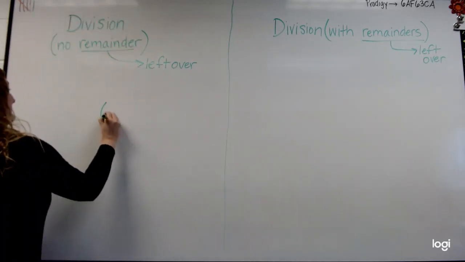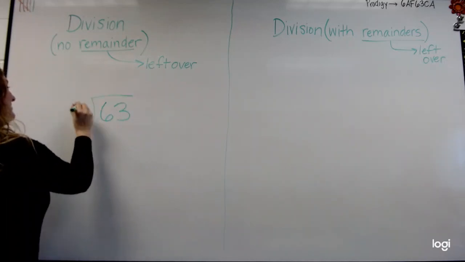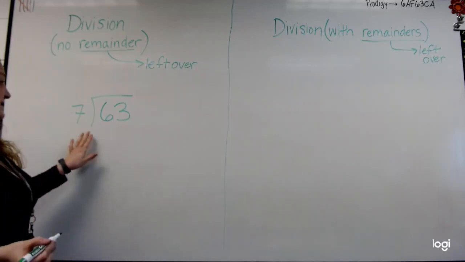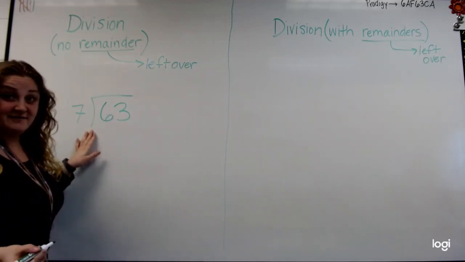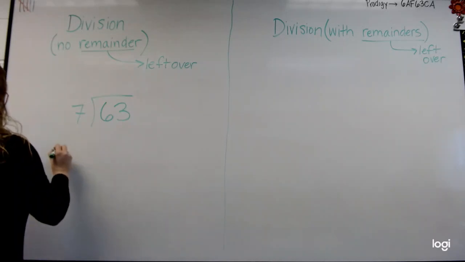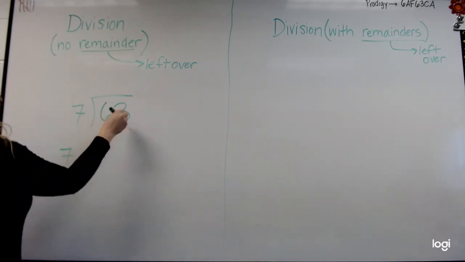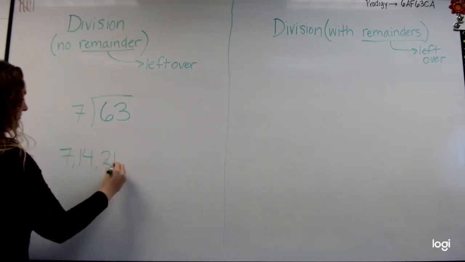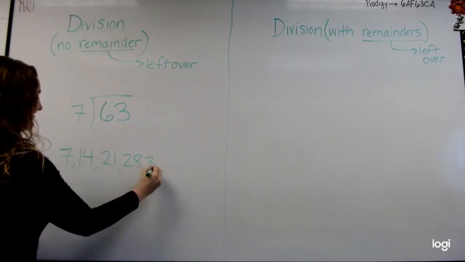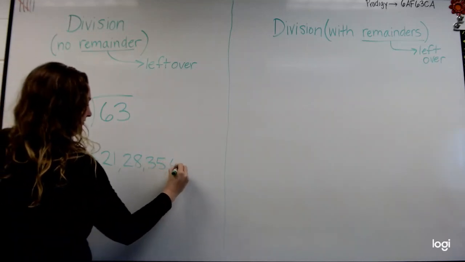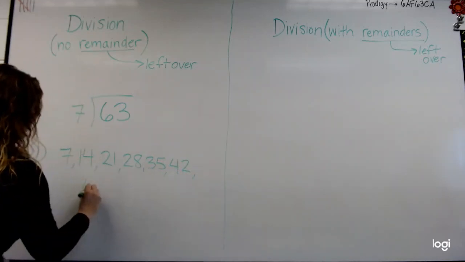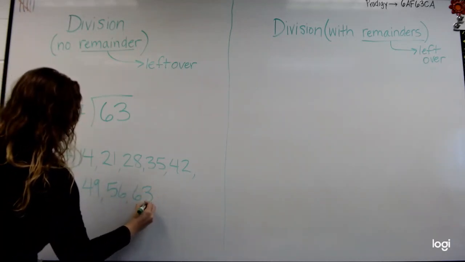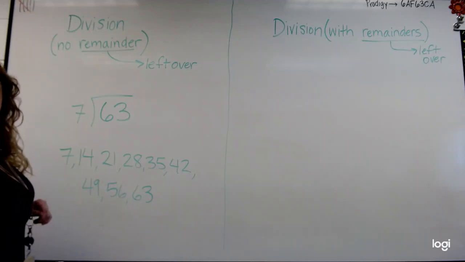If I have 63 divided by 7. Again, if we know our math facts, that's pretty simple. If you do not know your math facts and your fact families, you're going to have to skip count. So I'm going to just skip count with 7s until I get to somewhere close to 63. All right, and I landed right on 63.